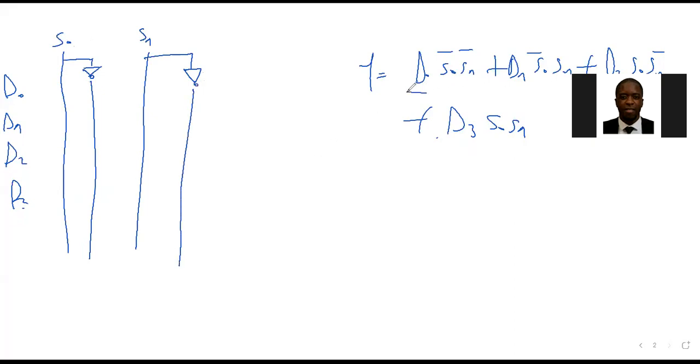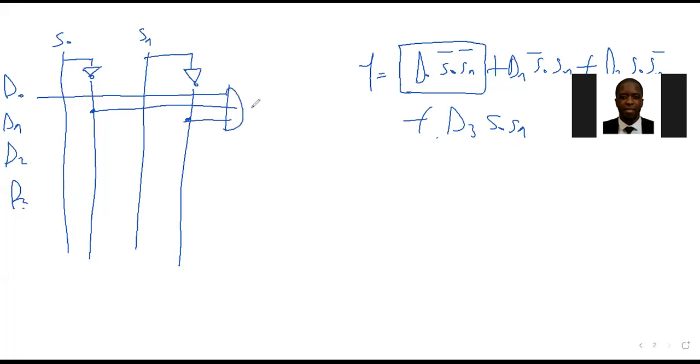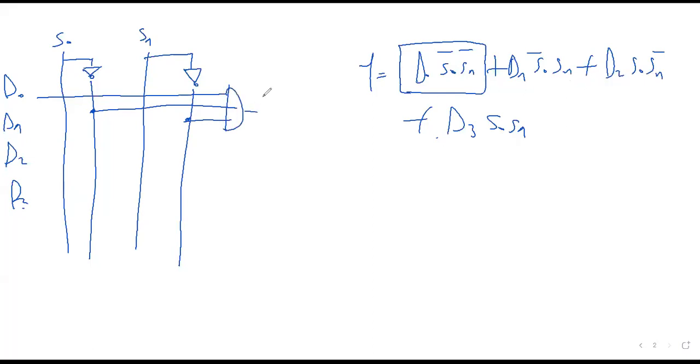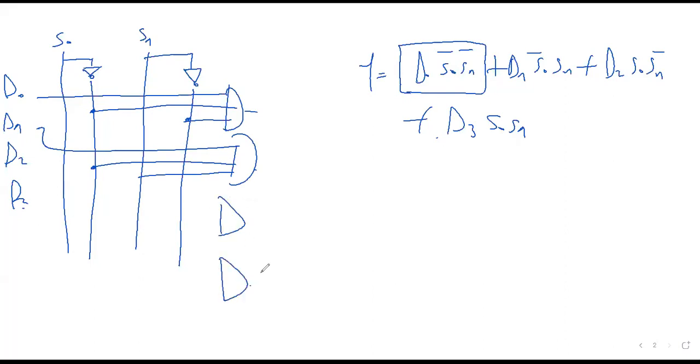All right, so to get the first term of my multiplexer, I have D0 with S0 bar and S1 bar. And the second term, I have D1, I have S0 bar, I have S1, and I do the same for D2 and D3. It means I have another AND gate here, and another AND gate here. But there are these pluses here.